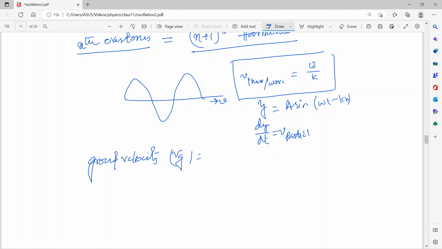Group velocity is like, you know, white light. White light consists of several other lights, seven colors, and different waves have different wavelength and different velocity. But as a whole, the white light is moving with some particular velocity, and that is called the group velocity. The group velocity is written as d omega with respect to dk.